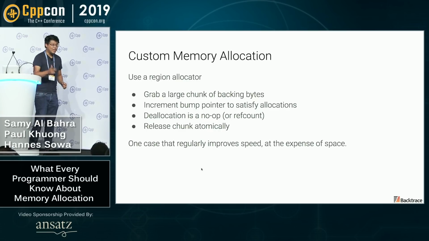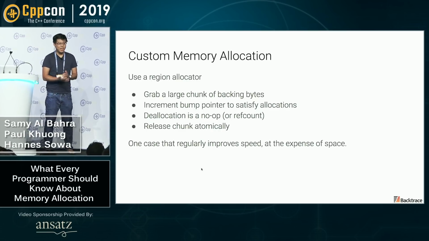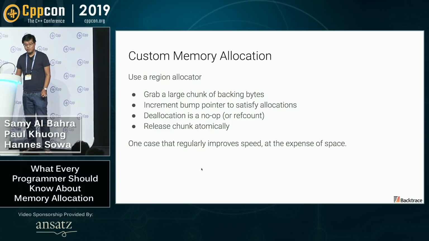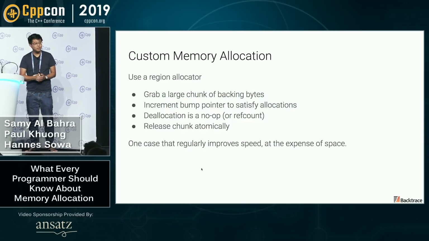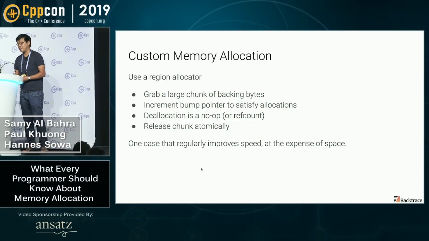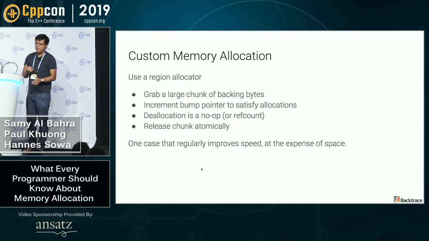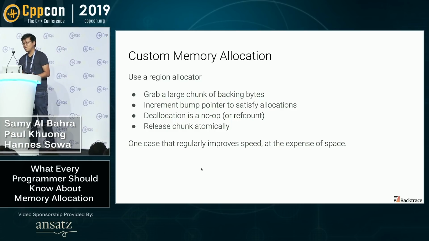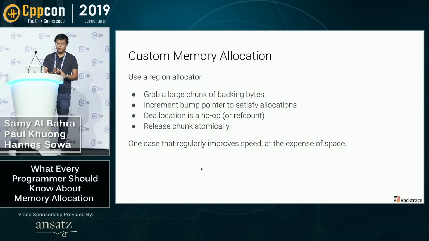And finally, the one exception from that paper by Emery Berger and others in 2002 was region allocators. They found that region allocators were the only form of custom allocators that were useful. They did offer increased performance at the expense of a much higher memory footprint.